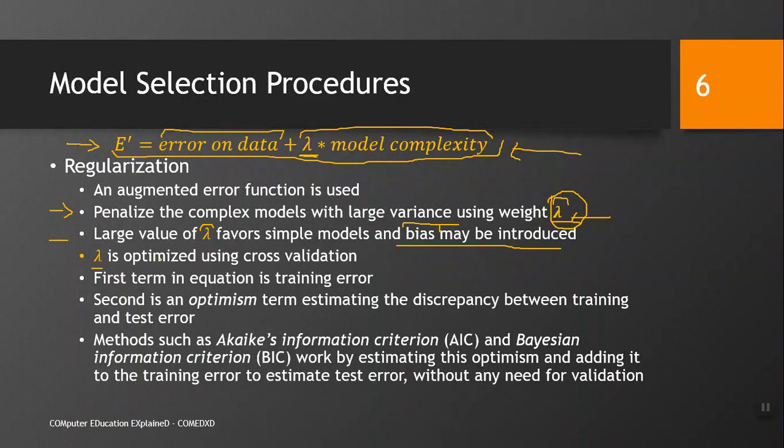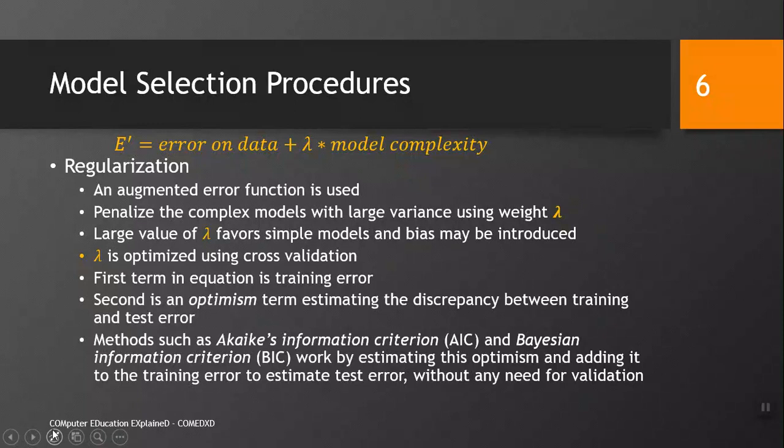This lambda is optimized using cross validation, which we have seen in the previous slide. The first term in the equation is the training error, the error on the training data set. The second is an optimism term estimating the discrepancy between the training and the test error. Basically, we are using this term to penalize the performance of our model, suppress it, and force it to behave like the simpler models.